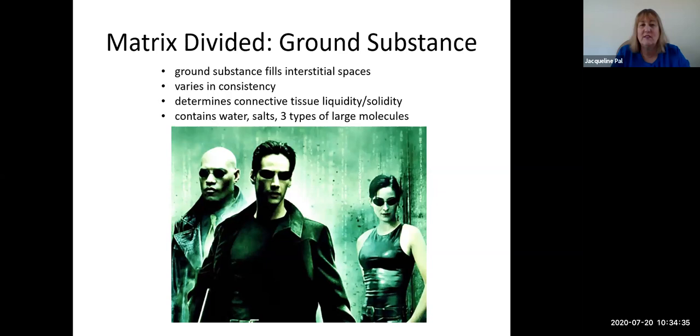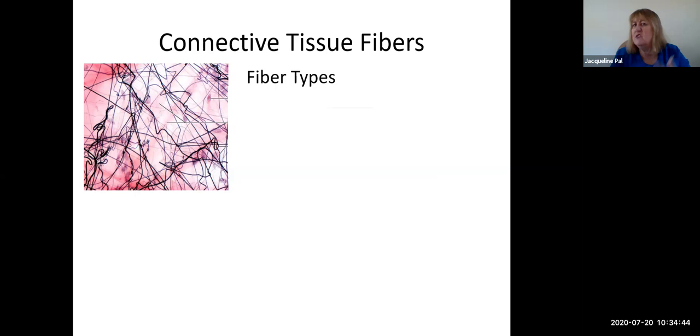So what's in ground substance? Well, there's a lot of water. Yes, there's a lot of salts. And then there's three types of large molecules, proteoglycans and things. You can read about them in your text. I thought I had a slide on them, but I don't. All right, moving on. Connective tissue fibers, the other component of the extracellular matrix.